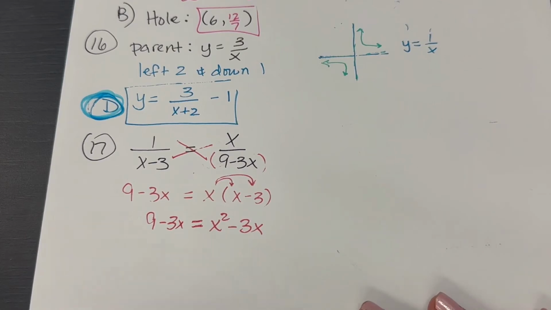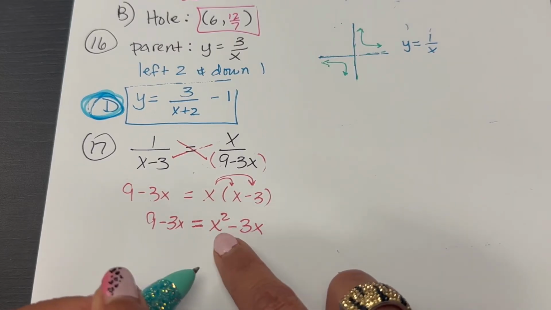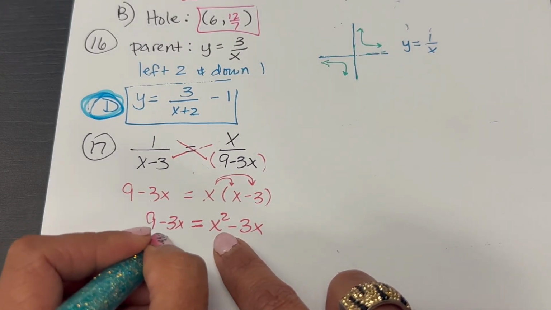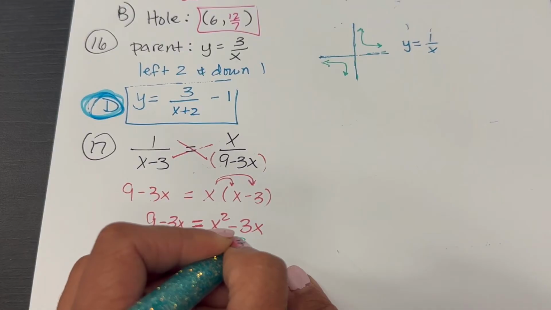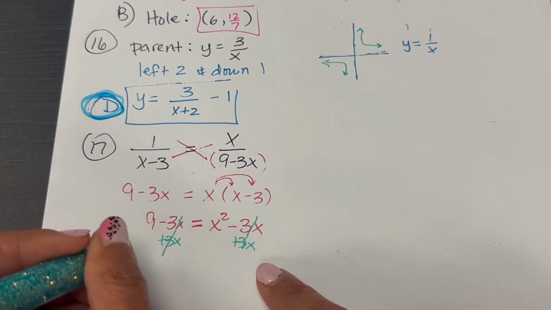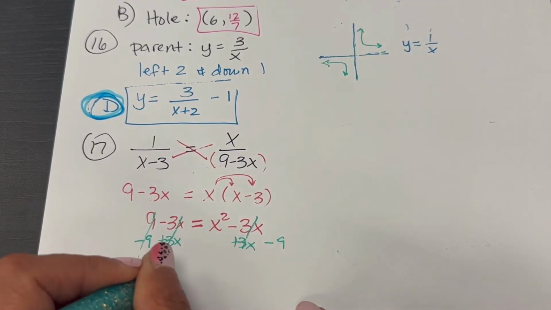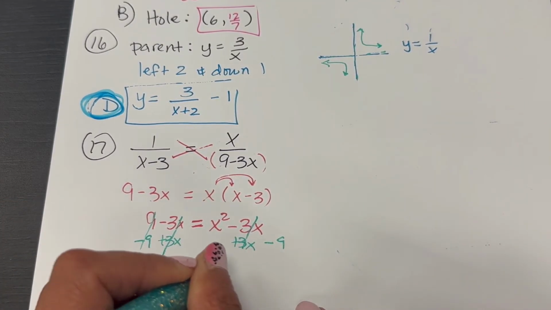Okay, we've got a quadratic, so we need to get everything over on one side and 0 on the other. I'm going to stick with the side that has the x squared. So I'm going to add that 3x. Hey, what's going to happen to the 3x's on both sides? They cancel. And let's subtract the 9. So we get 0 equals x squared minus 9.